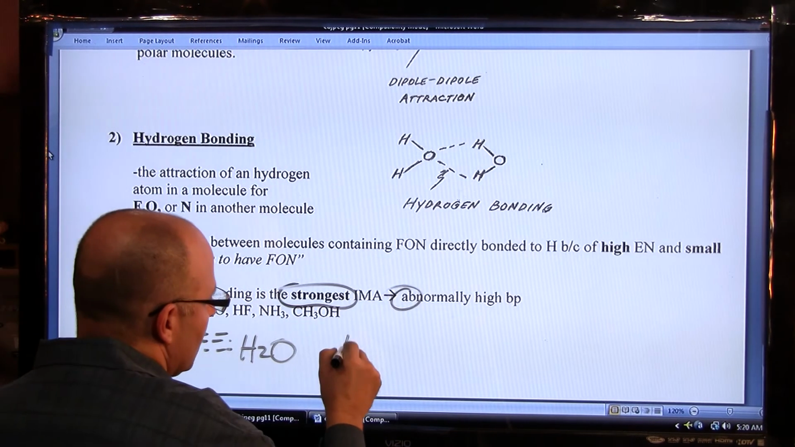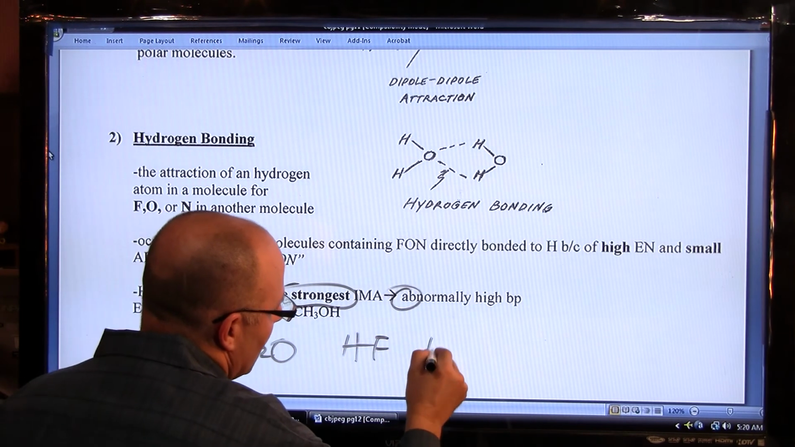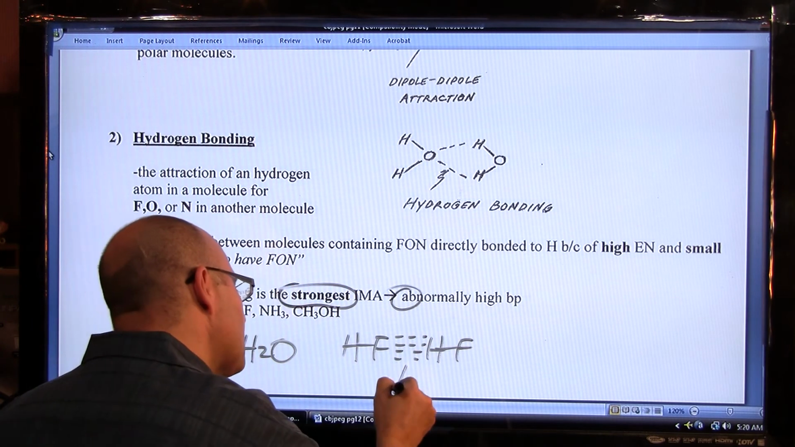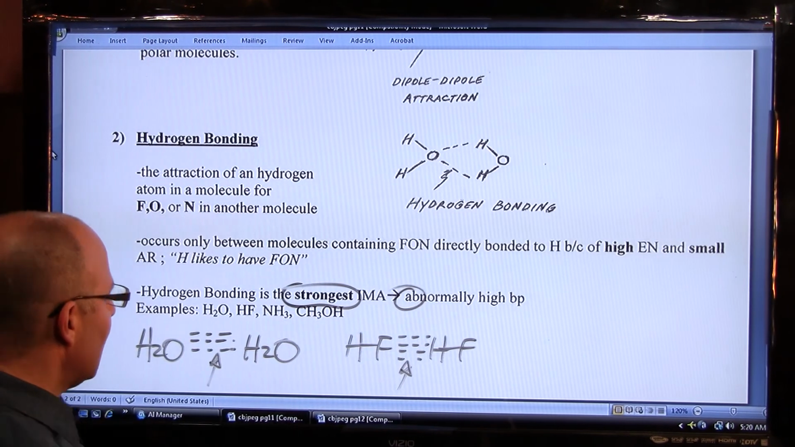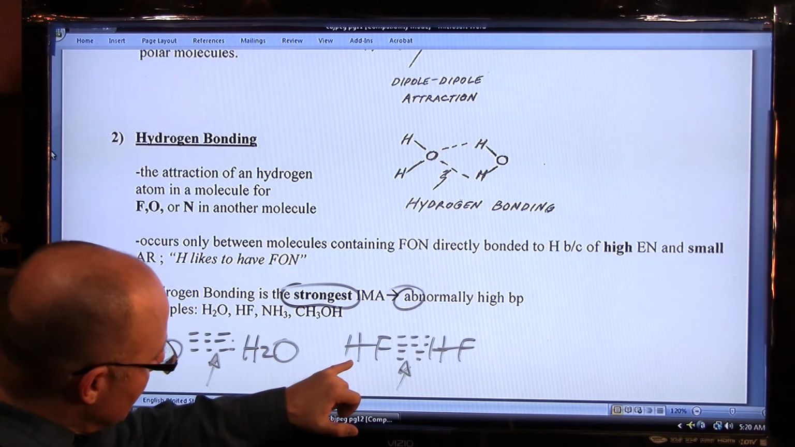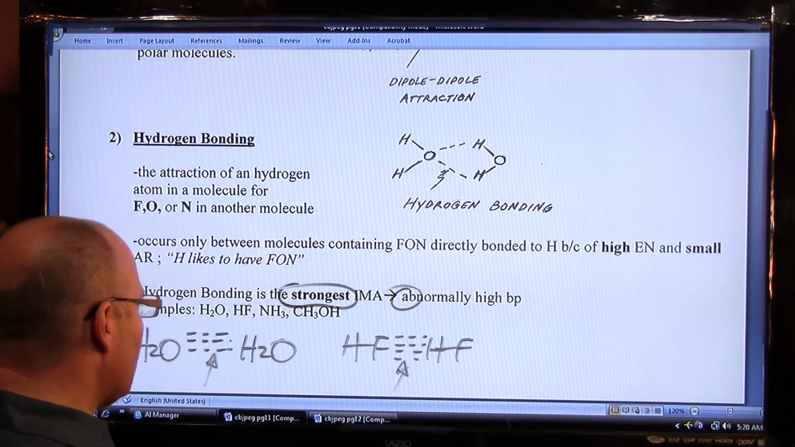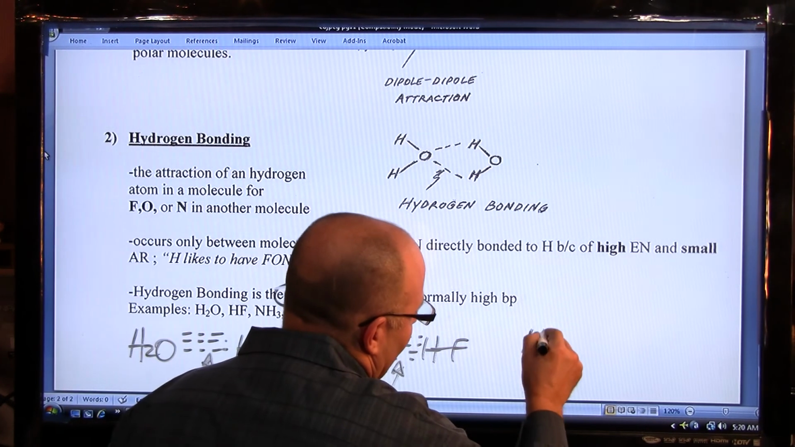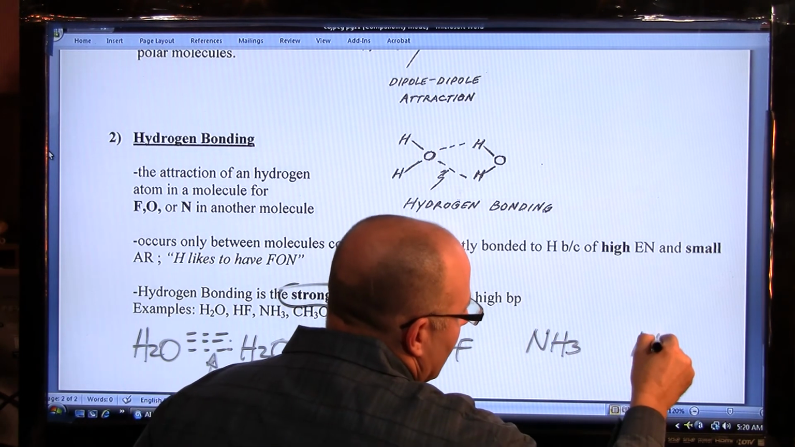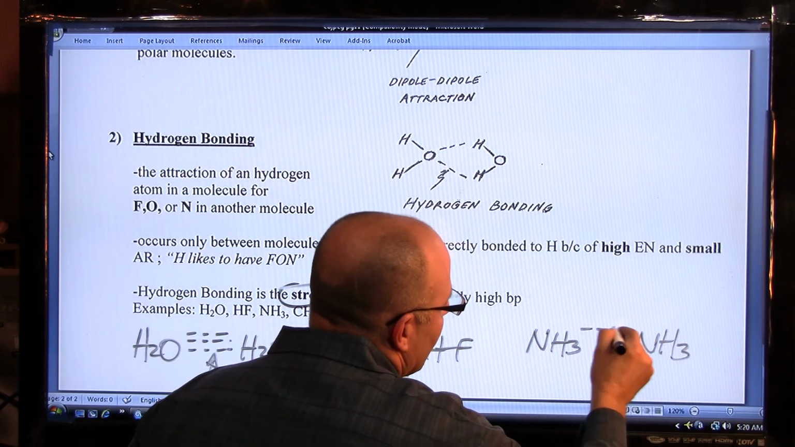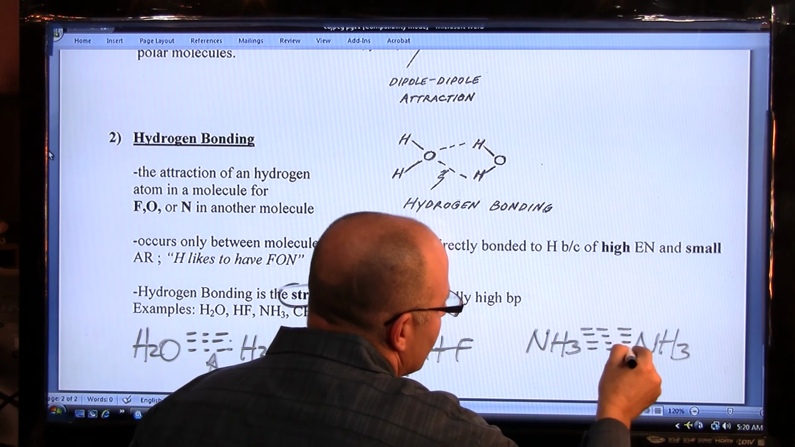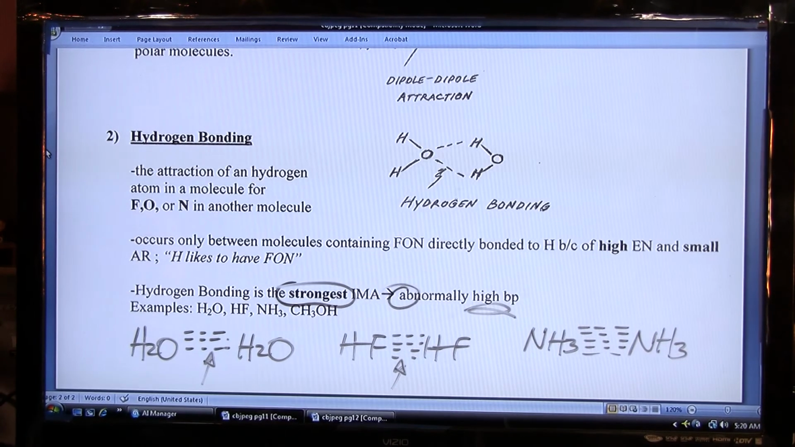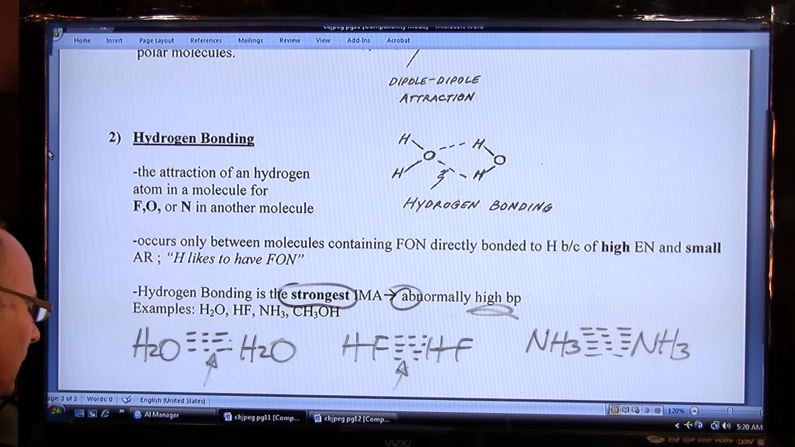Between HF molecules, you'll have hydrogen bonding. Notice the hydrogen bonding is between the molecules, not within the molecules. What holds the hydrogen to the fluorine within the molecule is a covalent bond. It happens to be a polar covalent bond. Then we should also mention NH3. So you have one NH3 and another NH3, again, hydrogen bonding, leading to abnormally high boiling points. And that's typically the question they ask about hydrogen bonding.